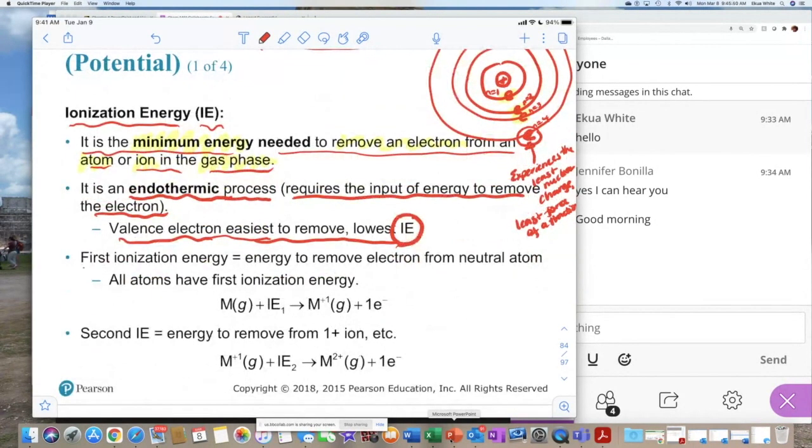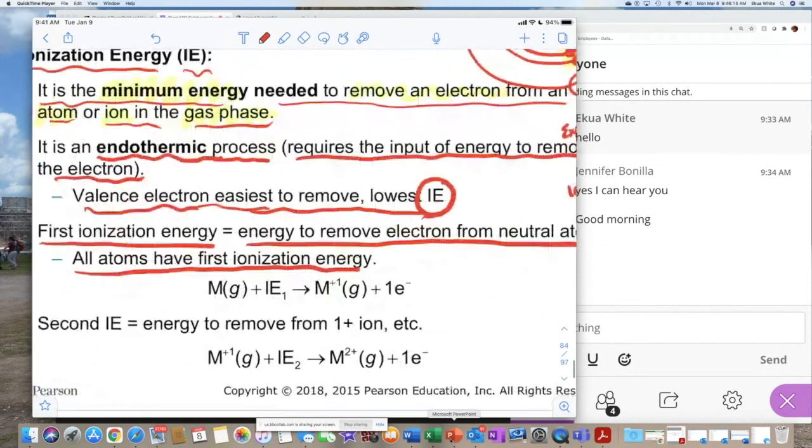So here we have what is called the first ionization energy. The first time you're planning to remove the electron. First time ever. So this is the energy to remove electrons from the neutral atom. This atom has not lost electrons yet. This is the first time that you are attempting to remove electrons. So we're told here, all atoms have a first ionization energy. They're showing you the equation here.